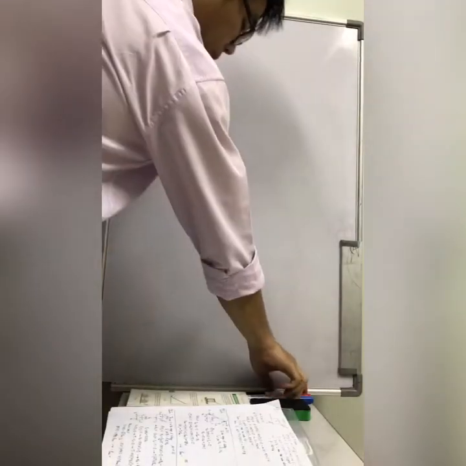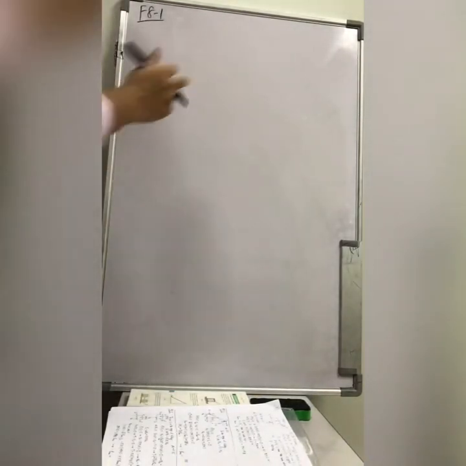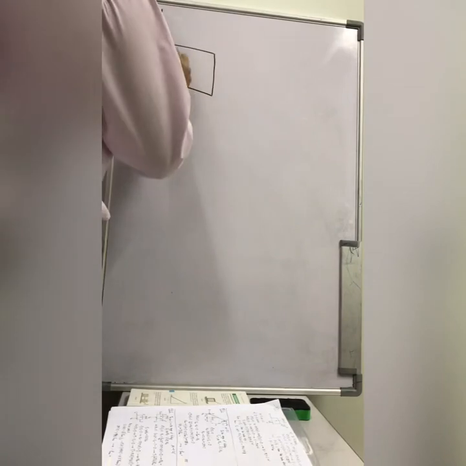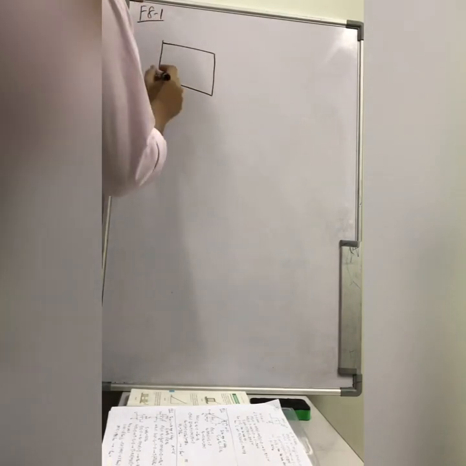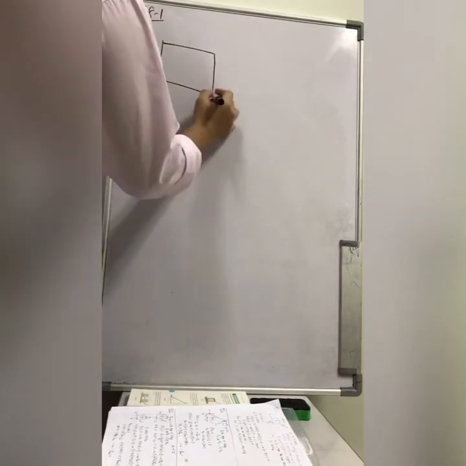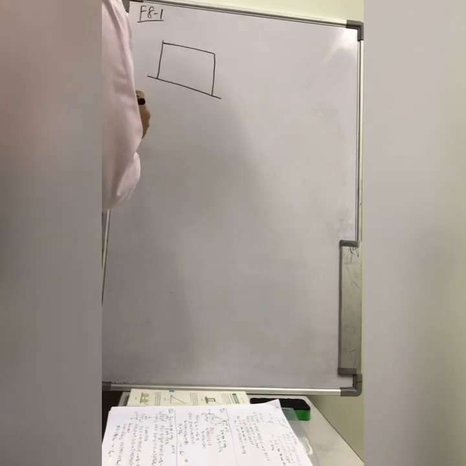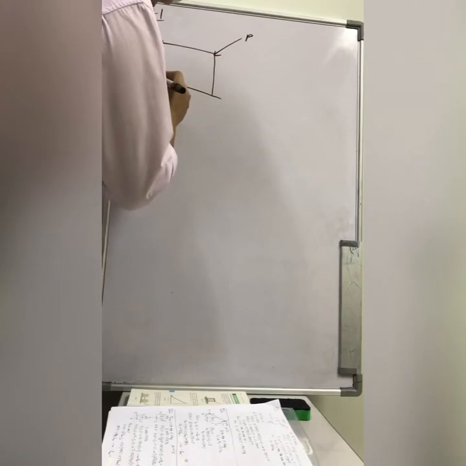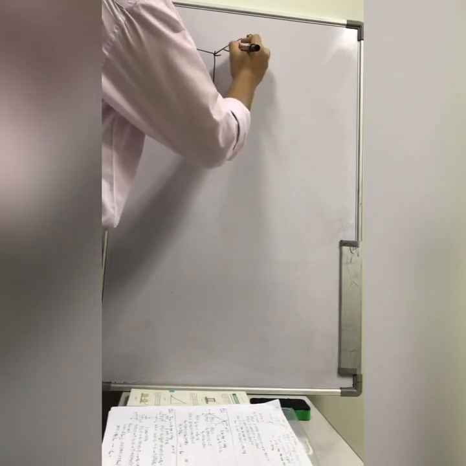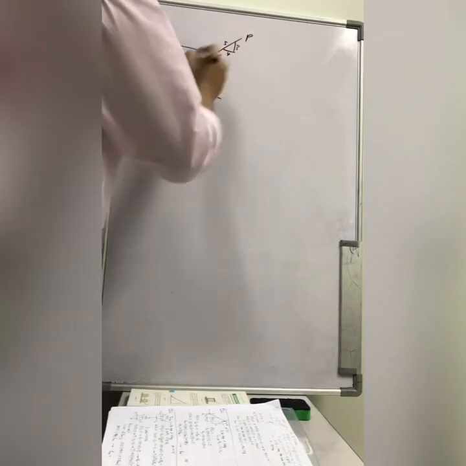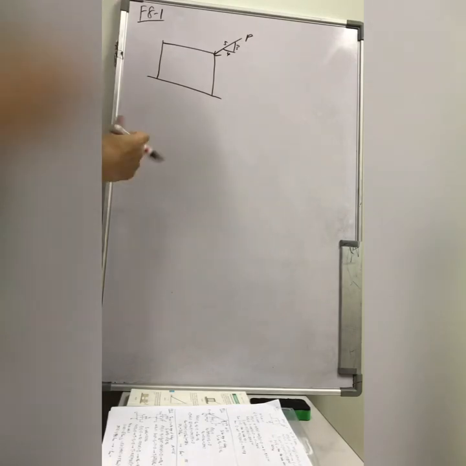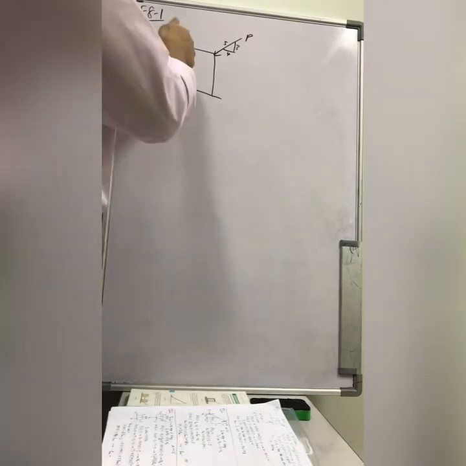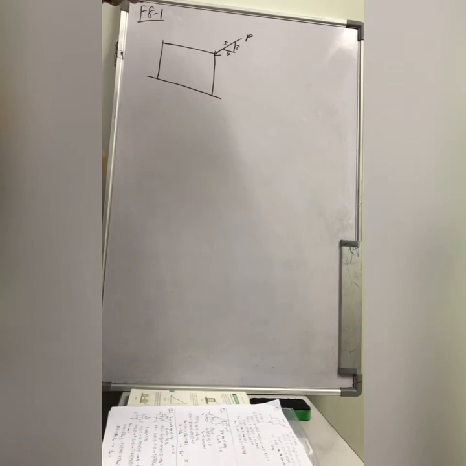Now we go to fundamental problem 1. You have the block on the surface, on the floor, and then there is an applied force P with a direction of 3, 4, and 5. The question asks you to find the friction developed between this 50 kilogram crate and the ground.